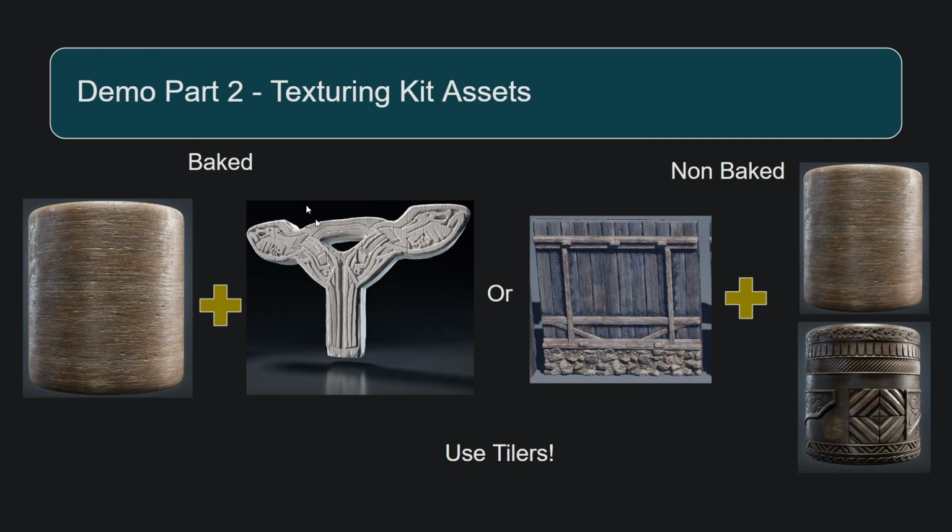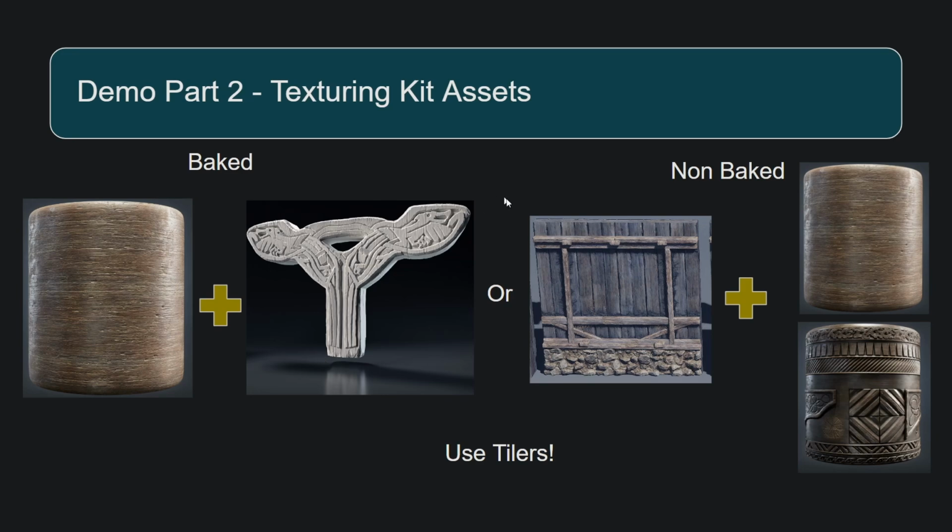So on the left here, I have an example of what you would do if you were going to sculpt one of these kit pieces. You would have some sort of sculpt, and you would use some sort of tileable texture along with some masks. I actually have an example of that in Unreal, which I'll show you in a second.